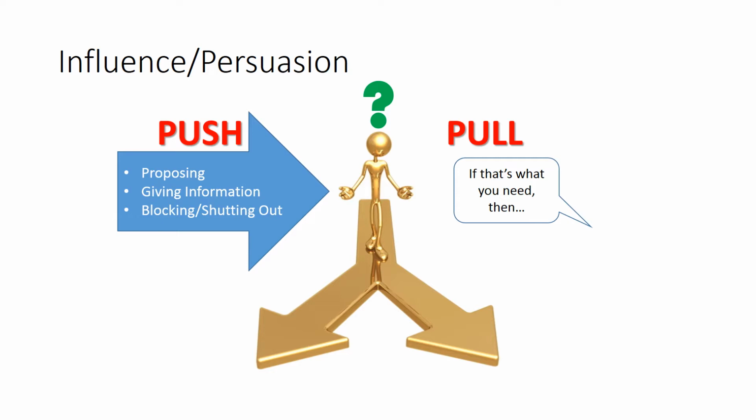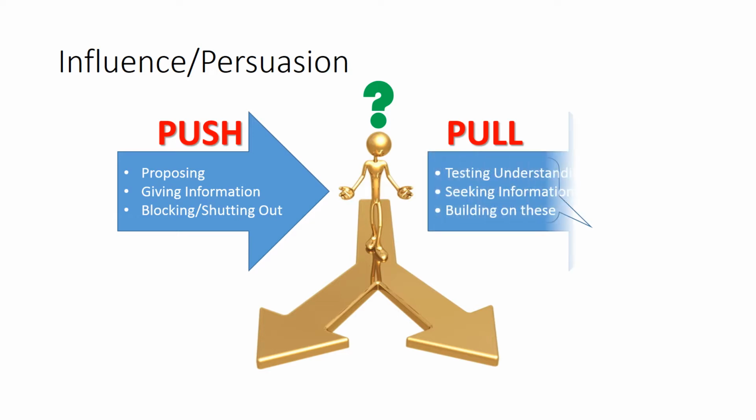The opposing style, the pull style, is more focused on testing understanding, seeking information, and building on these. So to be effective, it's about uncovering the needs, the motives, the aspirations, the concerns of the person you're influencing. And to do that, you need quality questions to test and understand, seek information, and build ideas. It can be used in any sort of situation, but it's particularly effective when the person that you're trying to influence has strong opinions and views. They see a vested interest, and therefore might have difficulty accepting the proposal in a push way.